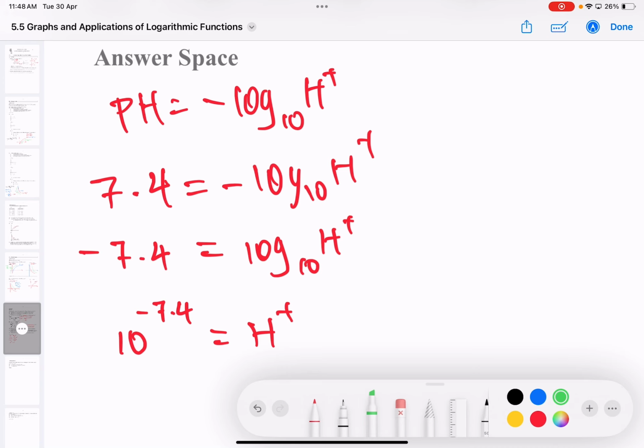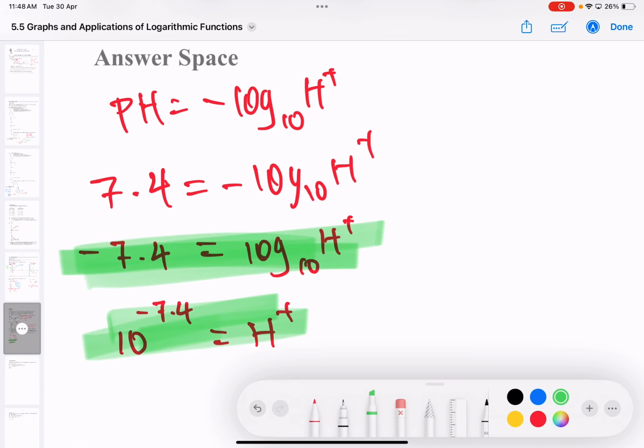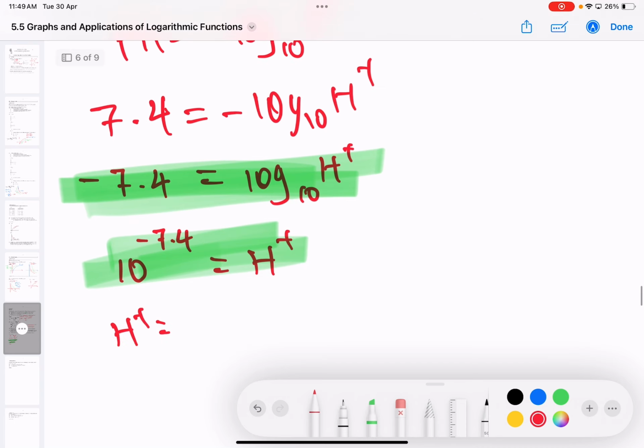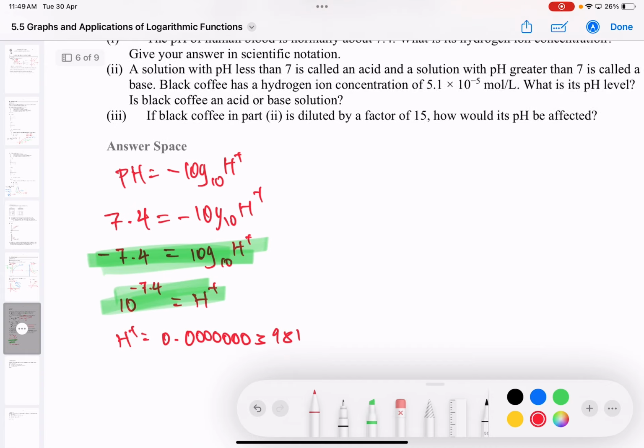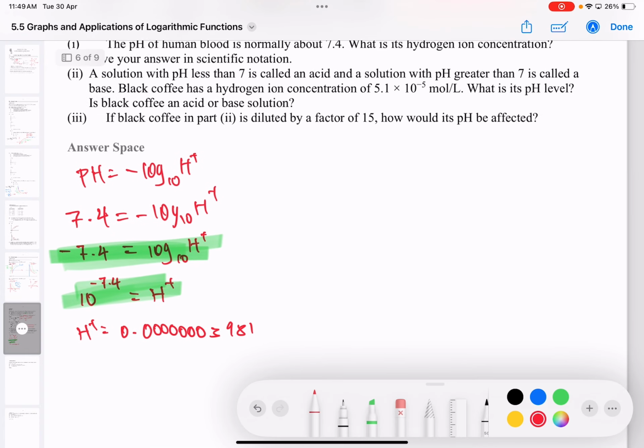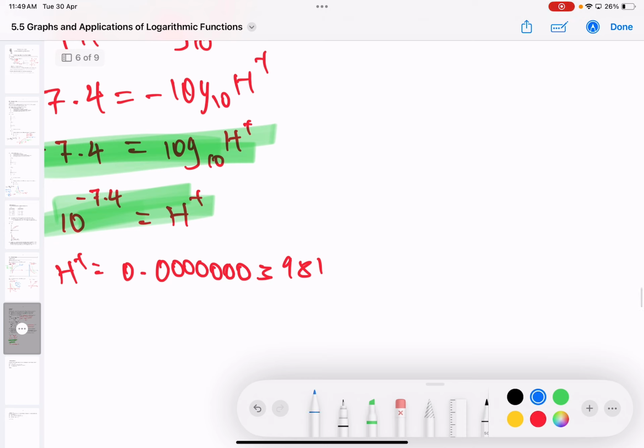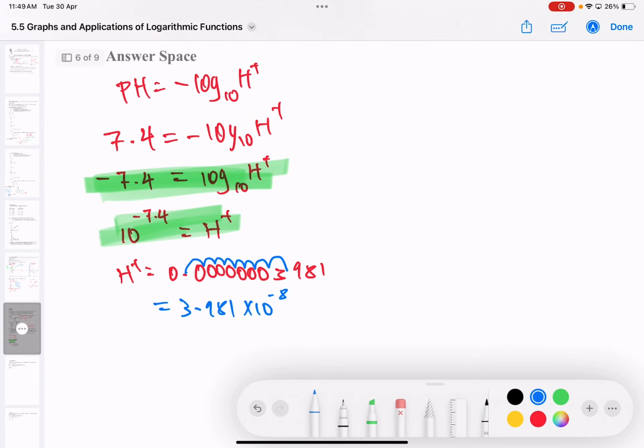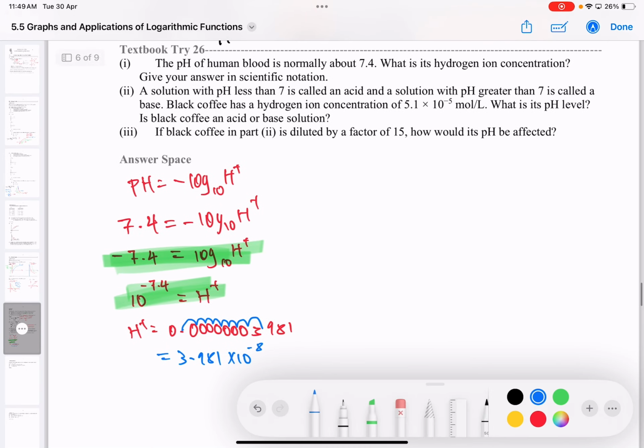If you cannot do this question, it's because you cannot convert. You need to be able to convert. So if you can convert, this is 10 raised to the power of negative 7.4. The answer here, H plus, is 0.00000003981. My calculator says 81. And I'm going to leave my answer in standard form. So how many times do I have to shift it? 1, 2, 3, 4, 5, 6, 7, 8. So my answer is 3.981 times 10 to the power of negative 8. That's it. This is my concentration.